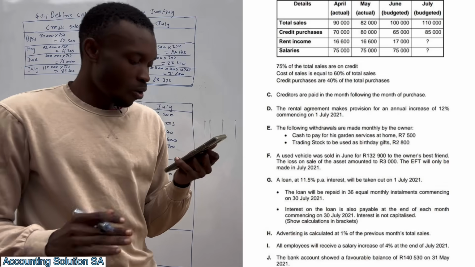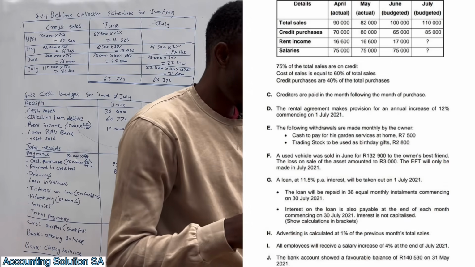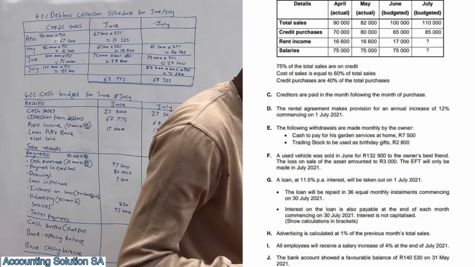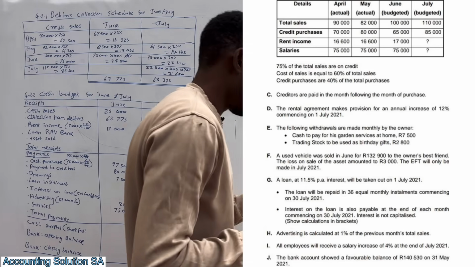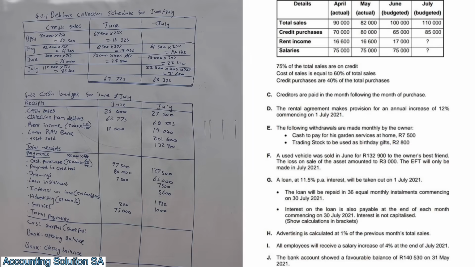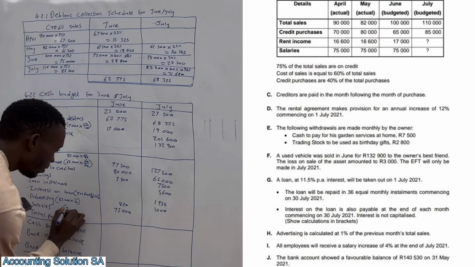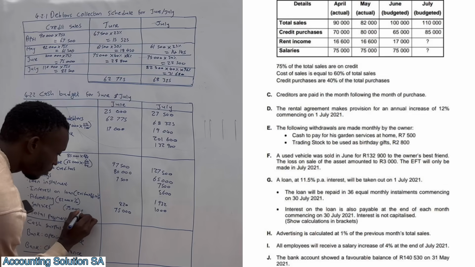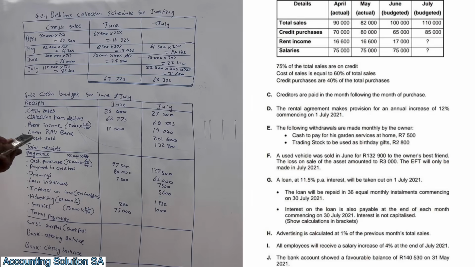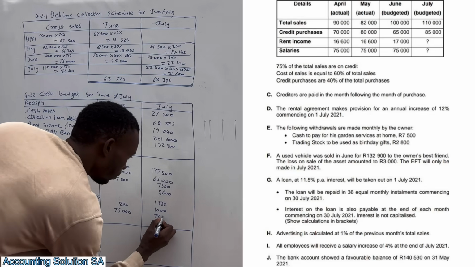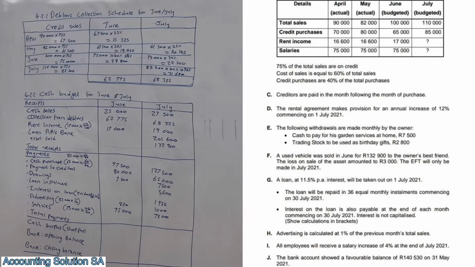Number I. All employees will receive a salary increase of 4% at the end of July. Now let's deal with this increment of salary. Salary was 75,000. 75,000 multiplied by 104% because the increase is 4%. Then it will be 78,000.